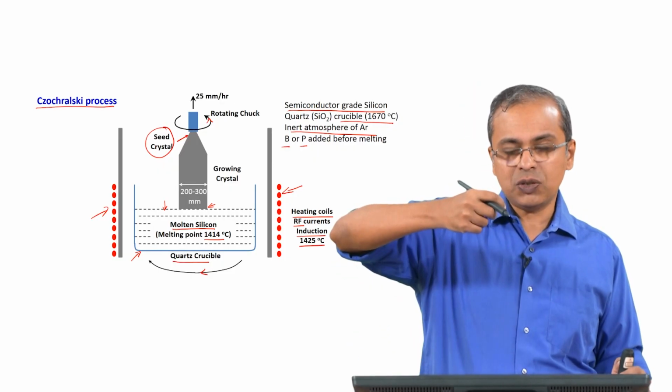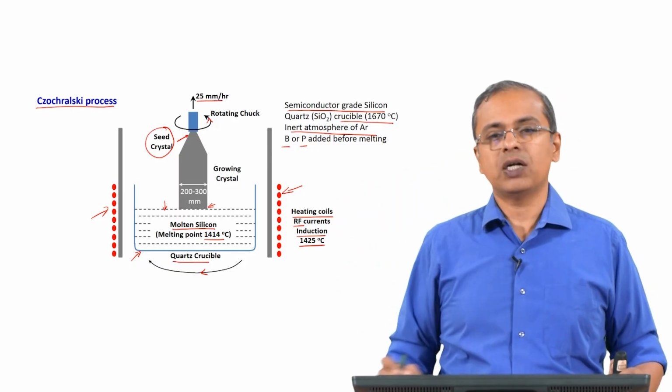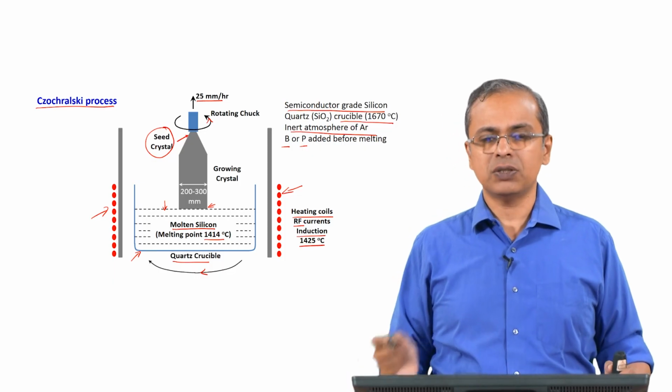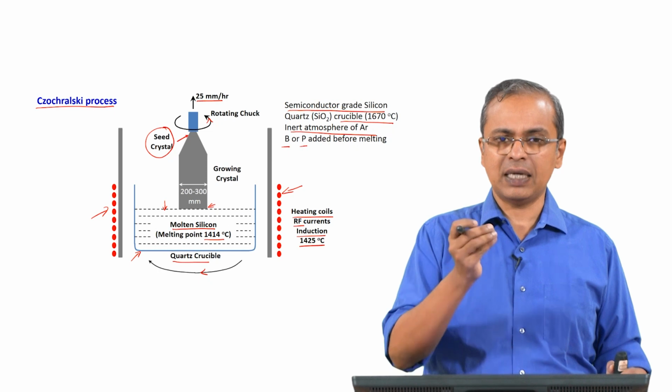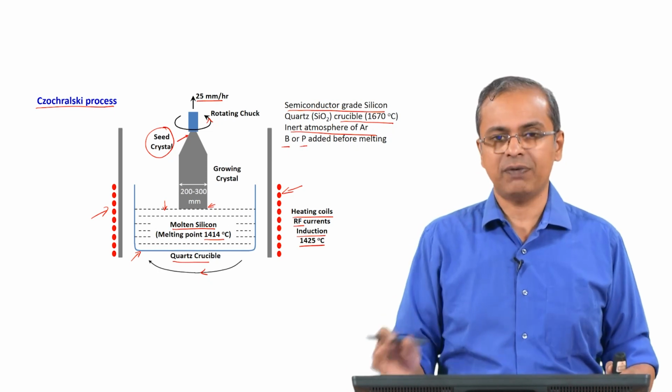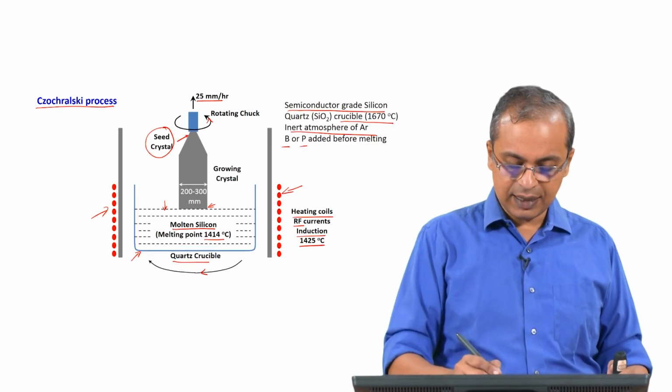And then you gradually pull that seed crystal out, very slowly. You are pulling it out at 25 millimeters an hour. Okay. So, just 2.5 centimeters every hour, slowly and gradually it is getting pulled out, averaging 25 mm per hour. When you do that, this single crystal begins to grow.